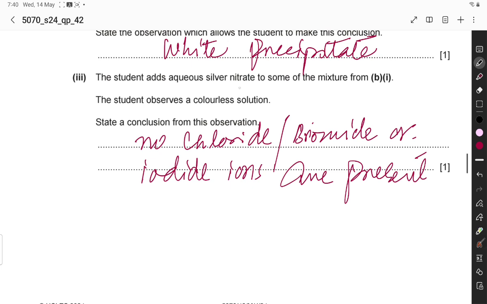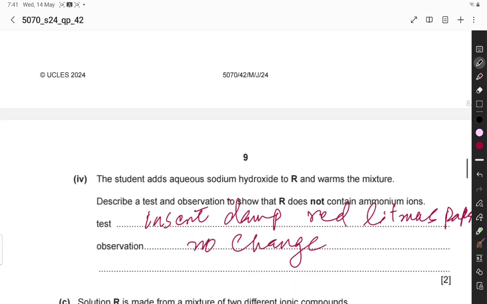The student adds silver nitrate to some of the mixture from B1. The student observes a colorless solution. State a conclusion from this observation. If precipitates are formed, then halide ions are present, but because no change is seen in the solution and we observe a colorless solution, that's why we conclude that no chloride, bromide or iodide ions are present.